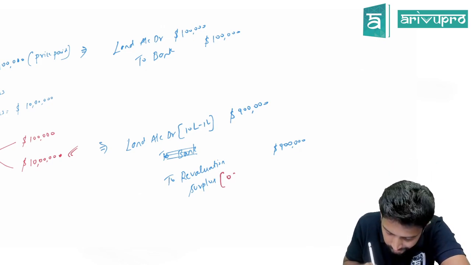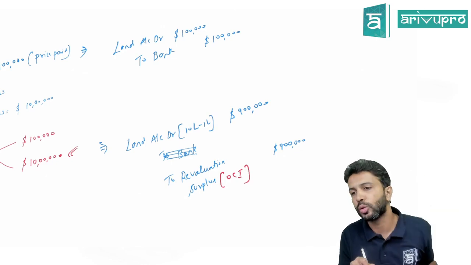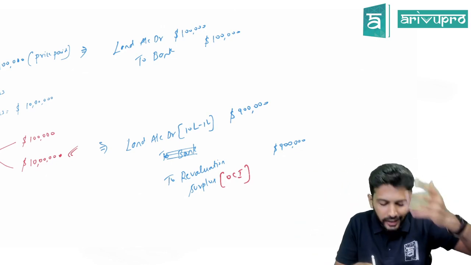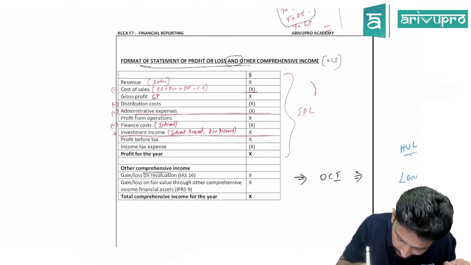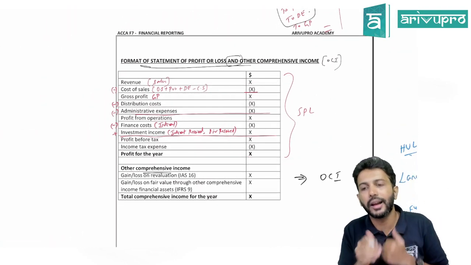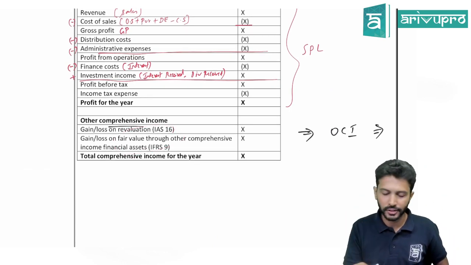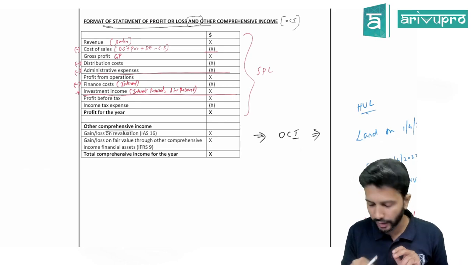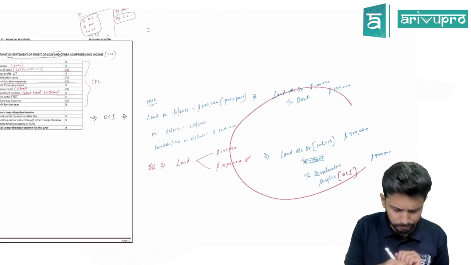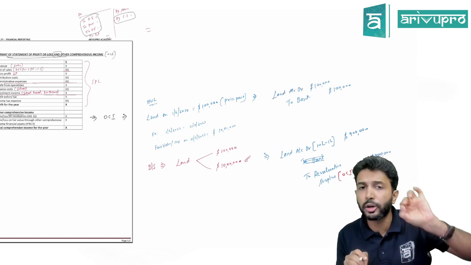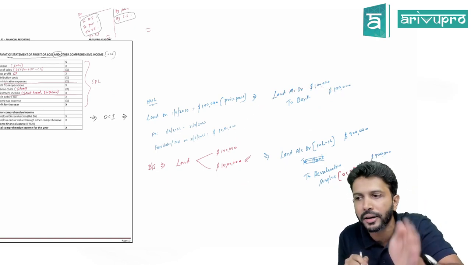All unrealized profit will be shown in OCI. So, realized gains and losses will come in SPL. Unrealized gain loss will come in OCI. That is the funda of the example. Did you understand? You don't have to write down all these examples. It will come when I do AS60. The point of putting this example is only to make you understand what will come in OCI.